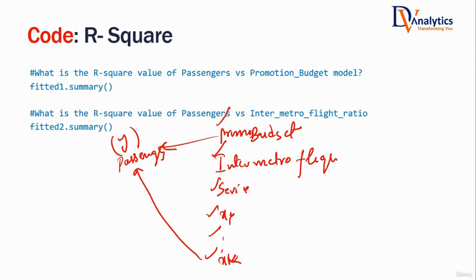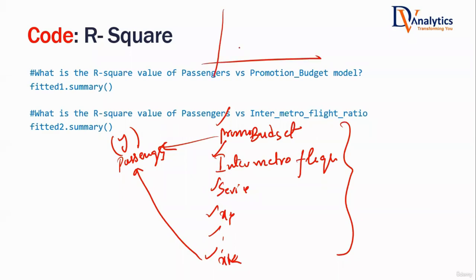Sir, multiple variables impact. Their sum total effect put together will impact the target variable Y. Promotional budget along with inter-metro flight ratio, along with service quality score, along with X4, along with X5, X6, and so on, XK, all these variables put together will impact the target variable Y.